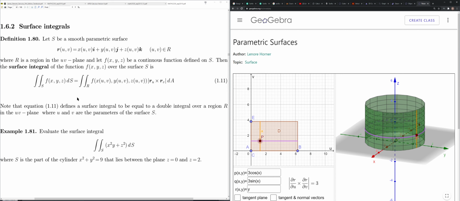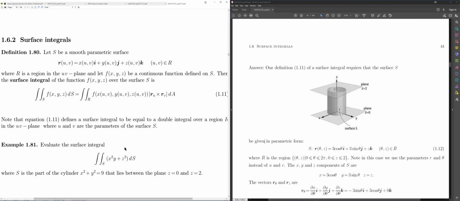So the idea is that if you have your surface integral here, what this definition is doing for you is converting your surface integral, which is an integral over this green surface S, into a double integral over a region in the plane. The surface integral is more complicated, so you reduce something complicated to something that we know how to do already, which is a double integral. So let's work out this example here.